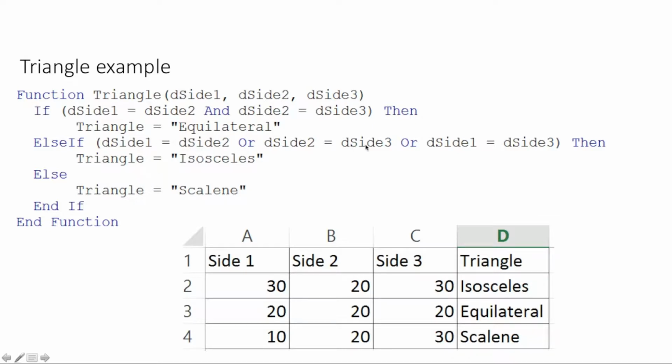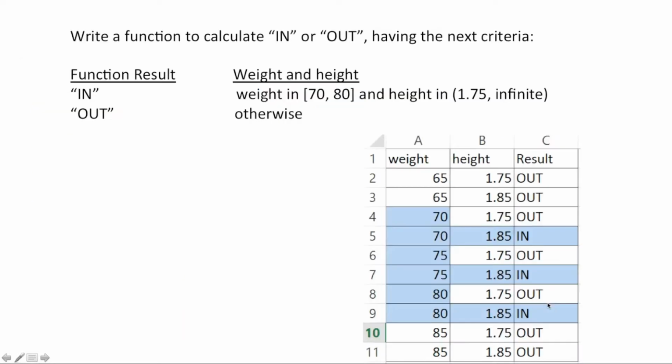Otherwise, we check if two sides are equal: side 1 and side 2, or side 2 and side 3, or side 1 and side 3. In that case we have the isosceles. Otherwise, if the first one was false and the second one was false, then we have the triangle type scalene. So we don't need another conditional for that. You have the solution in the worksheet with different sides. For example, in the first one, side 1 is equal to side 3, so we have the isosceles. If the three sides are equal, then we have the equilateral, and in the last one they are all different, so we have the scalene.